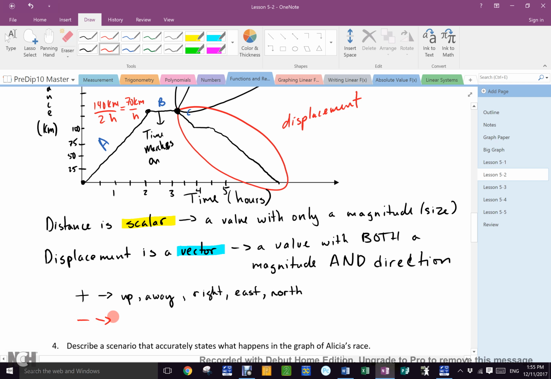Therefore, what is negative? Down, towards, left, west, south. Everybody understand? Now, because I'm a good teacher, you will now see an example of it. From your perspective. Okay? Ready? From your perspective.